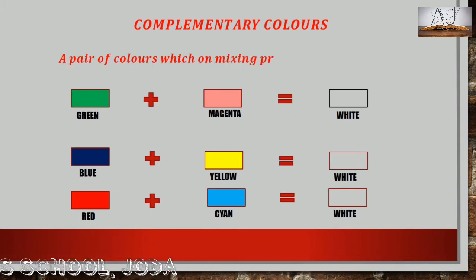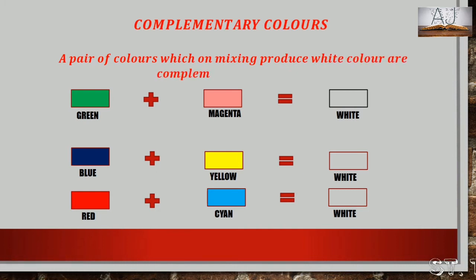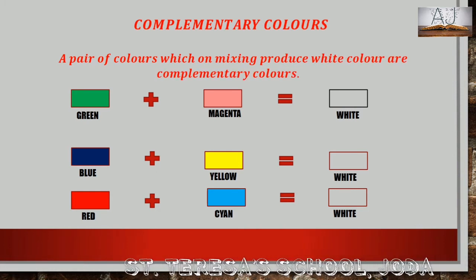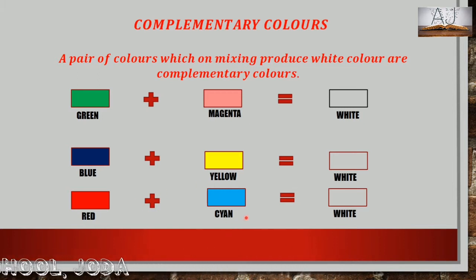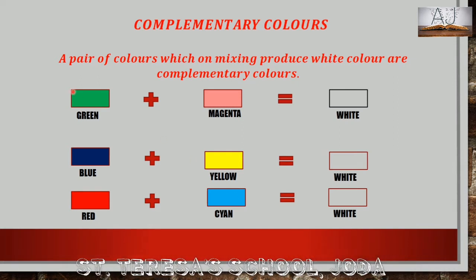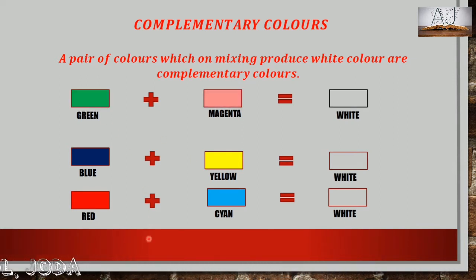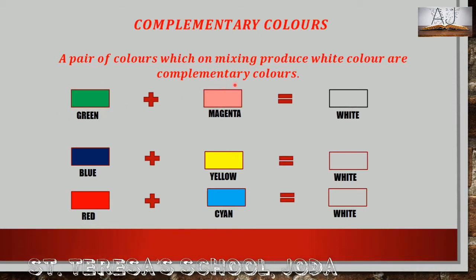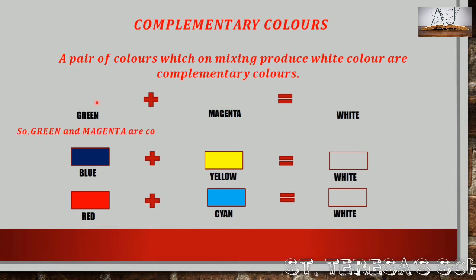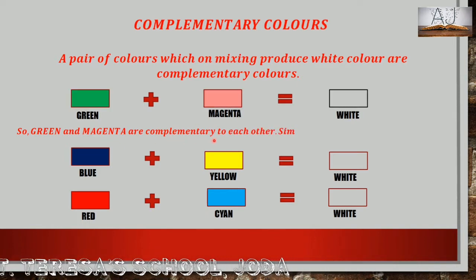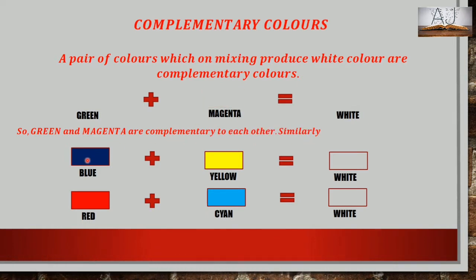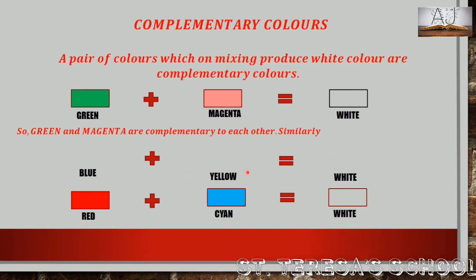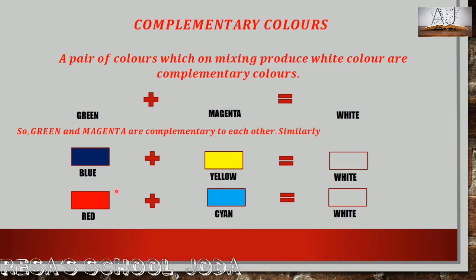Now let us see about complementary colors. A pair of colors, 2 colors, which on mixing produce white light are called complementary colors. Like green and magenta, when mixed together we get white. Now green is a primary color and magenta is a secondary color. But these 2 colors are complementary because when you mix them with each other, we get white color. So such colors which on mixing give white are called complementary colors.